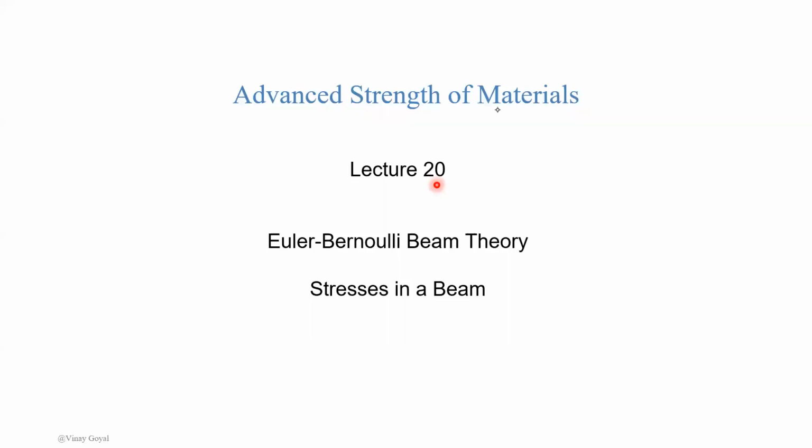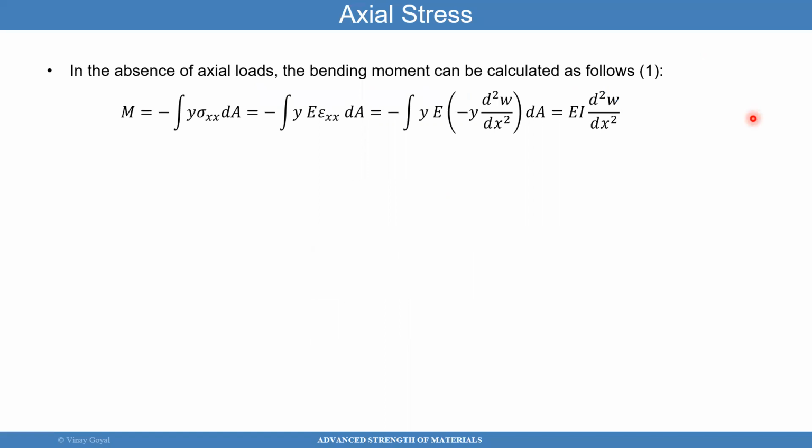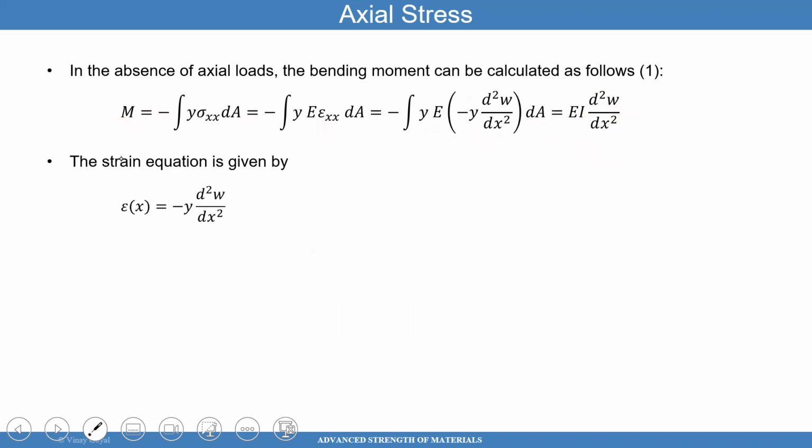So we'll move to stresses in a beam now. That's the next topic here. If you recall, we have already covered that moment equals EI W double prime, or the curvature. So EI times the curvature equals the moment. And we also covered that the strain is linear and proportional to the curvature.